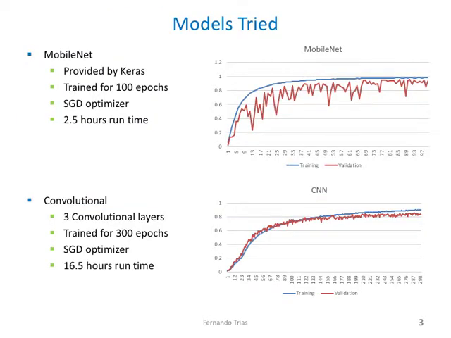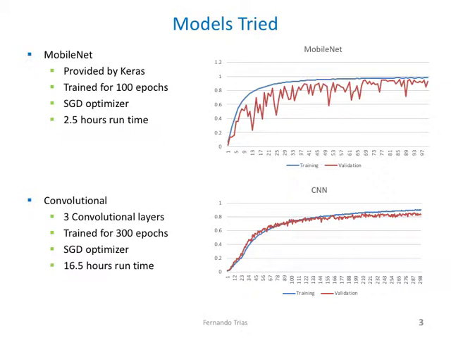I tried two main models, a MobileNet model, which is compatible with TensorFlow Lite and Apple's Core ML. I did this because I have the intention of eventually creating a mobile app that can be used to identify trees. That worked really well. It ran for 2.5 hours, about 100 epochs, yielding almost 90 plus percent accuracy for both validation and training.